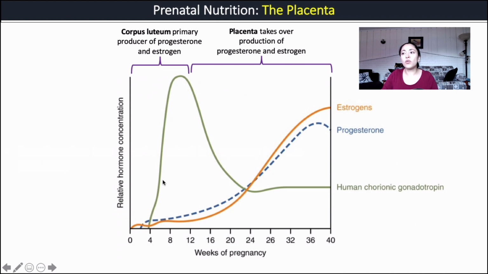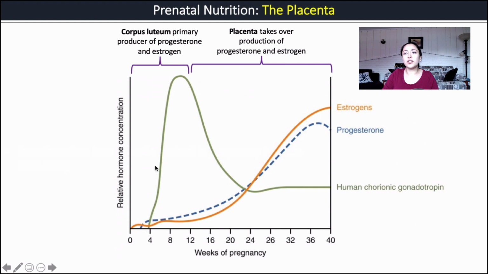So the HCG hormone is actually produced by the fetal part of the placenta early on in the weeks of pregnancy. And HCG functions in keeping the corpus luteum around because this is the primary producer of progesterone and estrogen in the early stages of pregnancy. However, around week 12, the placenta takes over the production of progesterone and estrogen, so HCG levels drop. The corpus luteum degenerates, and the placenta now just takes over the production of this estrogen and progesterone.